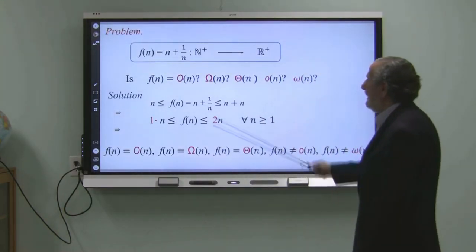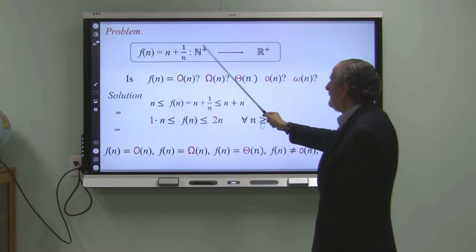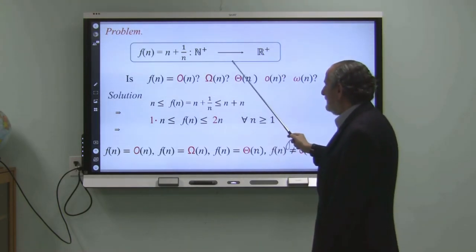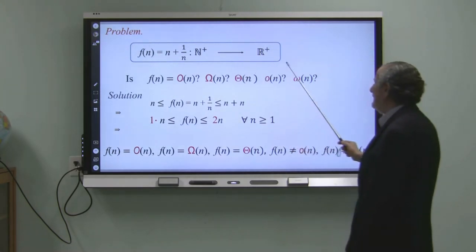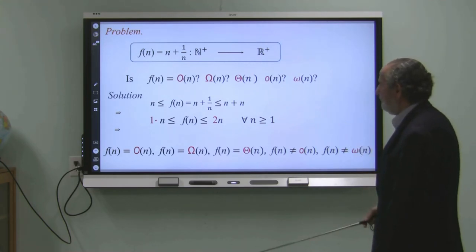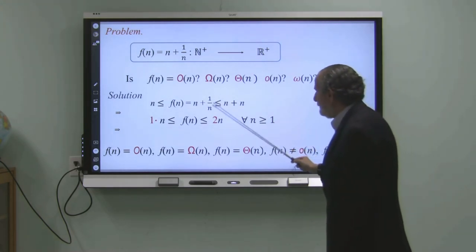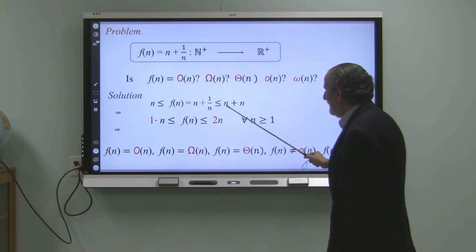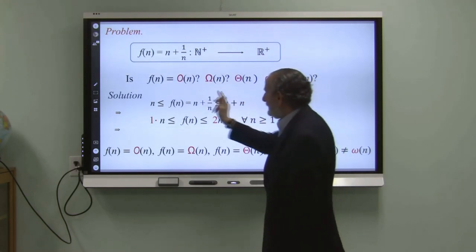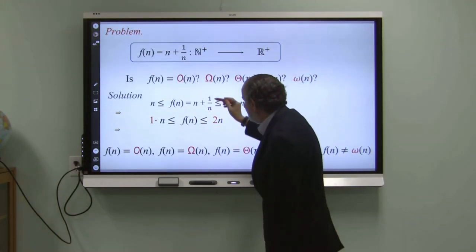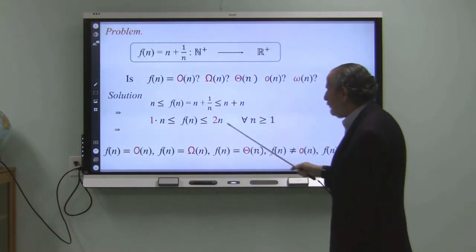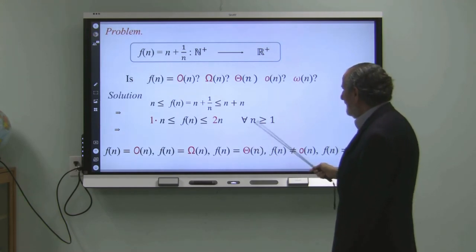Last example, I have this function from n plus to n plus. Is f(n) big O n, big omega n, big theta n, little o n, little omega n? Okay, I take this function here, put it between. I said this is less or equal than n plus n. Obviously, this one is less or equal than n, okay? And greater or equal than n, because this one is positive. So what I did, I put f(n) between n and 2n, for any n greater or equal than 1.